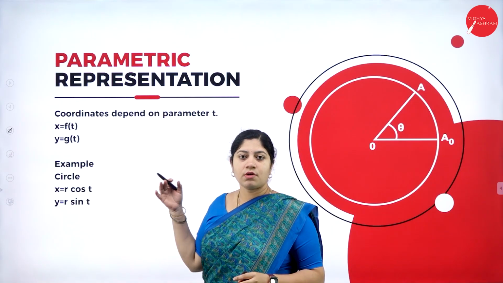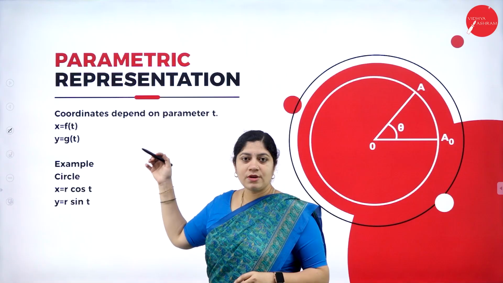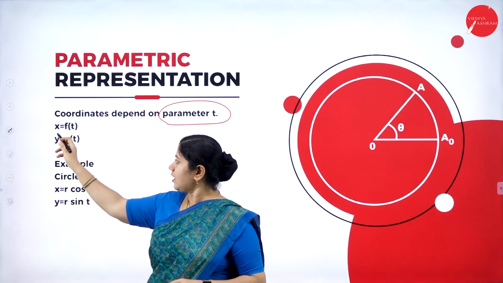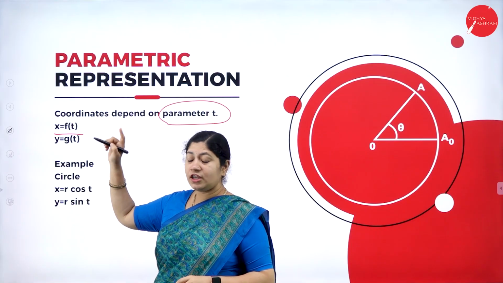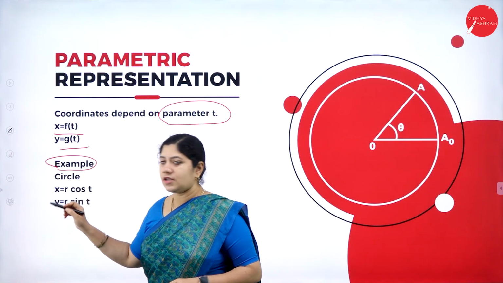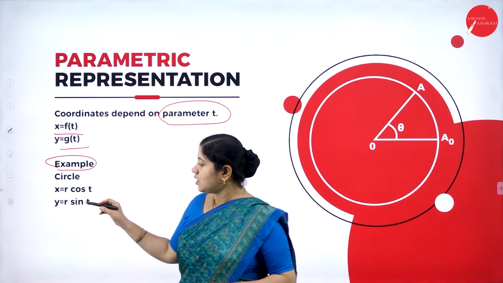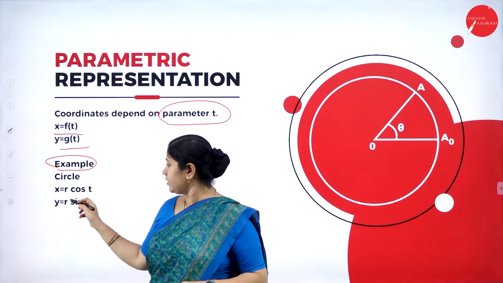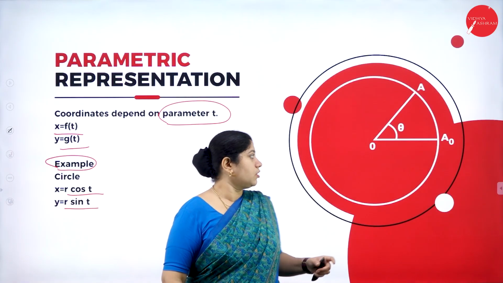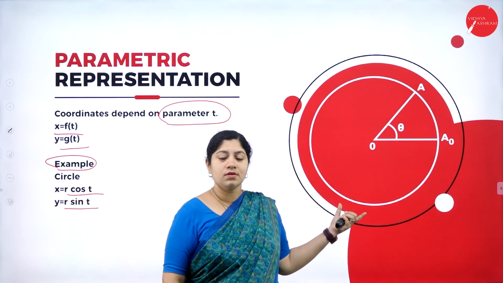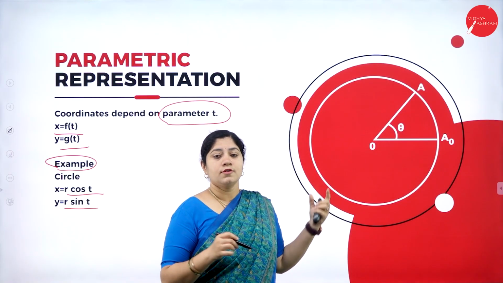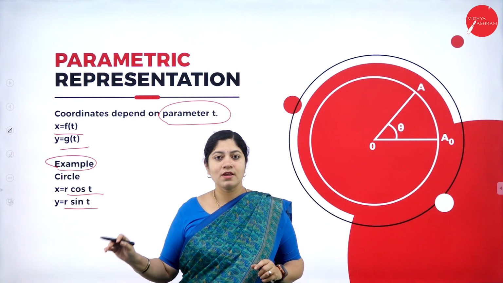So we know that the coordinates are completely dependent on a parameter t, correct? So over here the x coordinate is defined by f of t. Similarly, y is defined by g of t. And let's consider an example. In order to draw a circle, we will define x as r cos t and y as r sin t. So over here we can see the parametric representation of a circle through our x and y values.